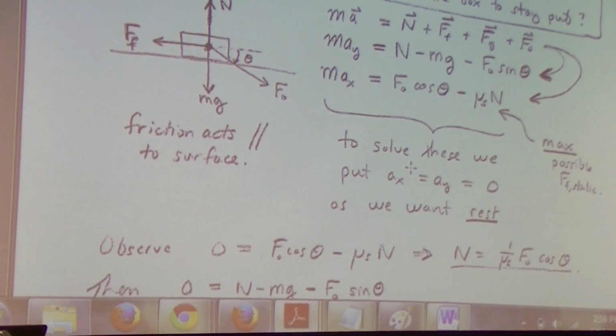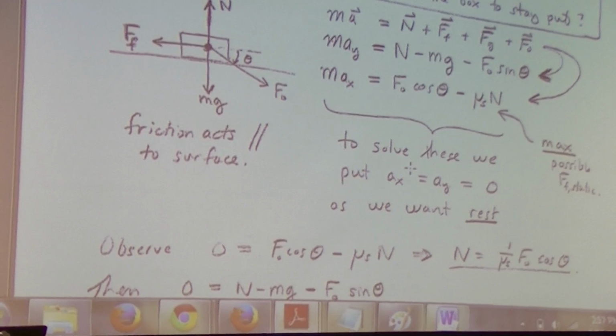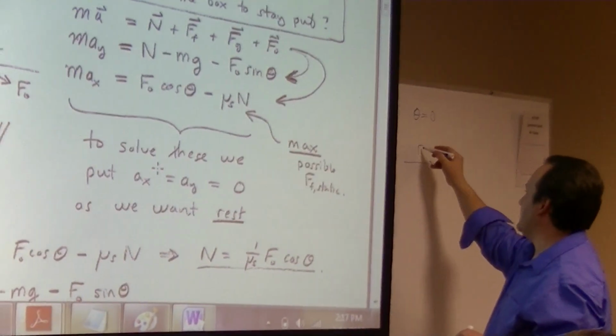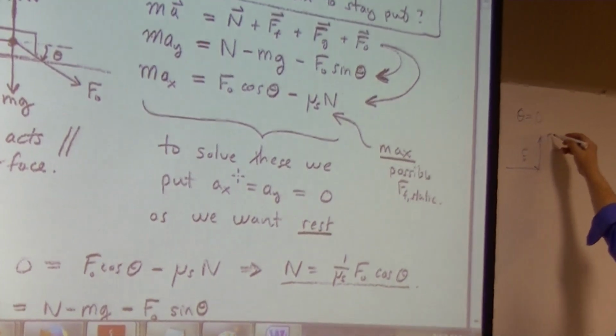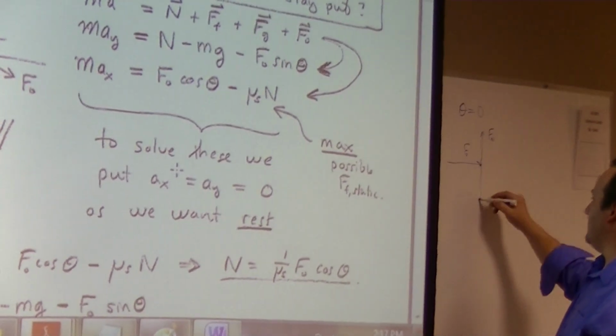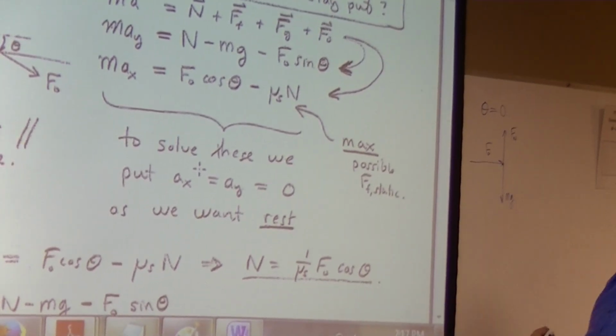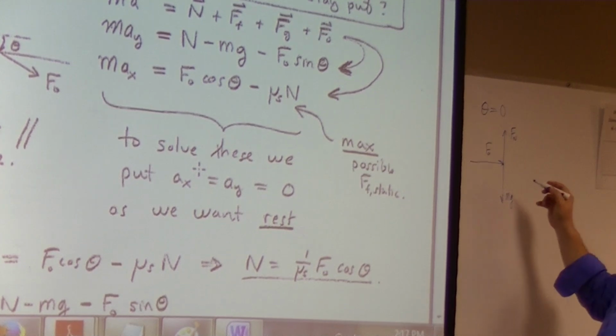So if theta is 0, what happens? Just for example, what would happen if theta is equal to 0? You have F naught like this. What's your normal force? You have normal force like this. You have the force of gravity down. Where's your force of friction?